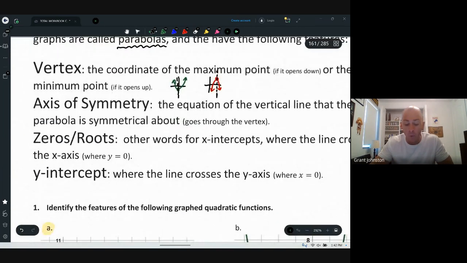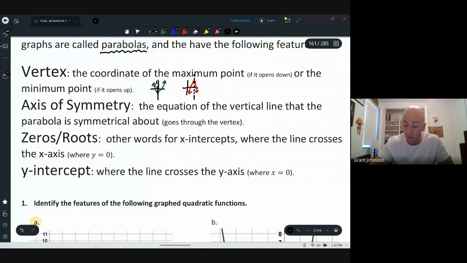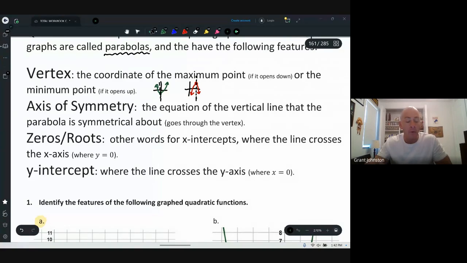And then zeros, roots. They're just other words for x-intercepts. It's where the line crosses the x-axis. So the words zeros, roots, x-intercepts, those are all synonymous. They all mean the same thing. So whenever you hear zero or you hear roots, it just means x-intercept. It's just another word we use when we're dealing with quadratics. And then you know what the y-intercept is. It's where it crosses the y-axis, where x is 0. So those are just little notes for you there.